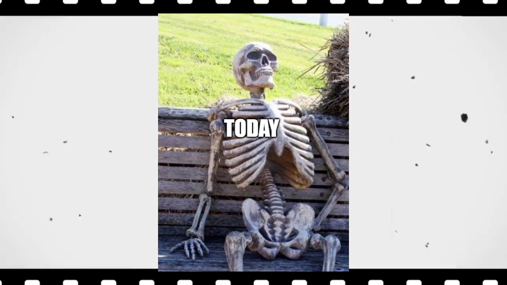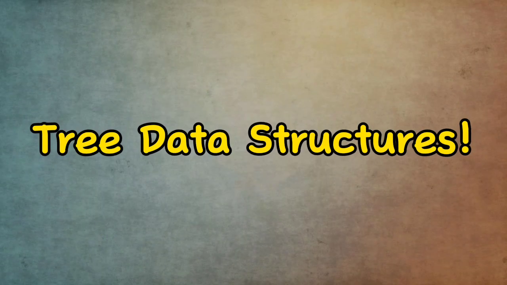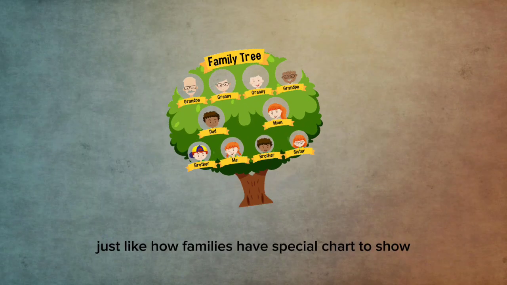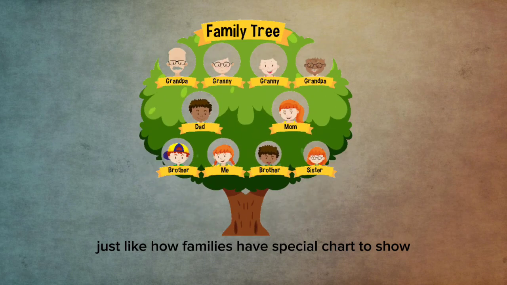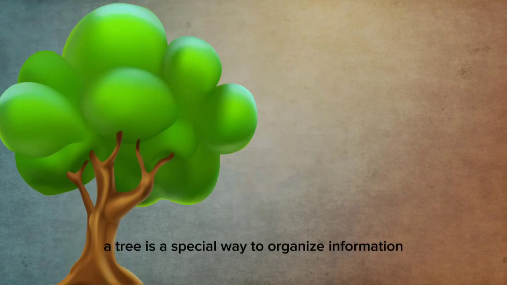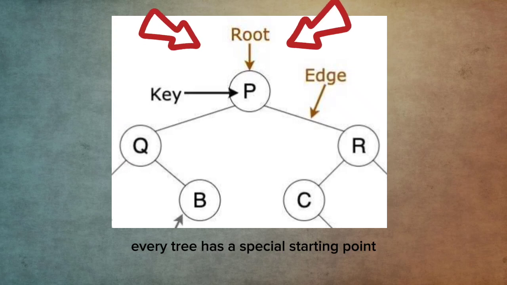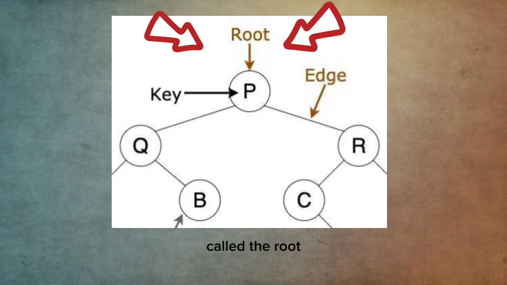Good day! Today we're going to learn about something really cool called tree data structure. Just like how families have a special chart to show who's related to whom, computers use something similar called a tree to keep information organized. A tree is a special way to organize information on a computer. It's like a family tree but for data. Every tree has a special starting point called the root.